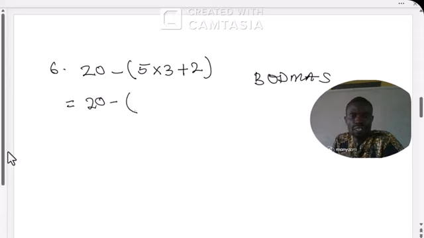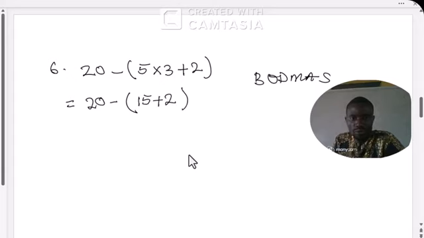Inside the bracket, we have two operations. Let's clear them one after the other. We have multiplication, we have addition. So let's do multiplication first. It's now going to give us 5 times 3, that's 15, then plus 2.